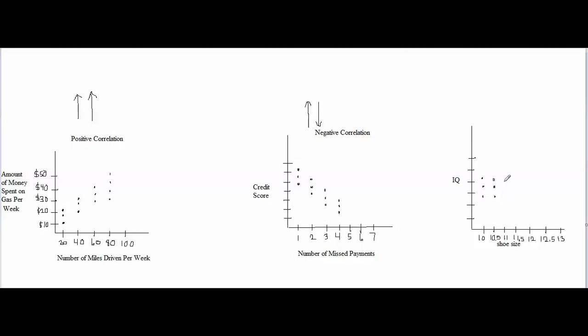And it could be that people with a shoe size of 11 still have about the same IQ as the people with the smaller shoe sizes. So it could just end up being that as shoe size goes up, IQ doesn't go up or down. We might just see this type of shape, kind of like a rectangle. This type of shape would be called no correlation. So this shape is showing no correlation between shoe size and IQ.